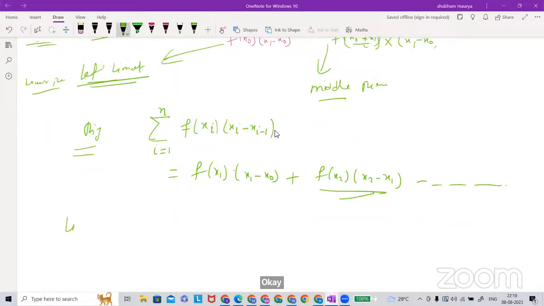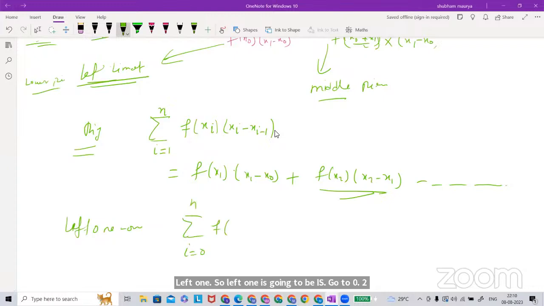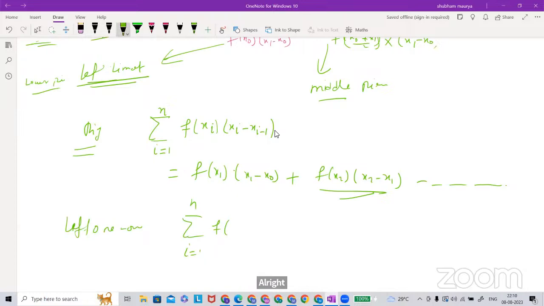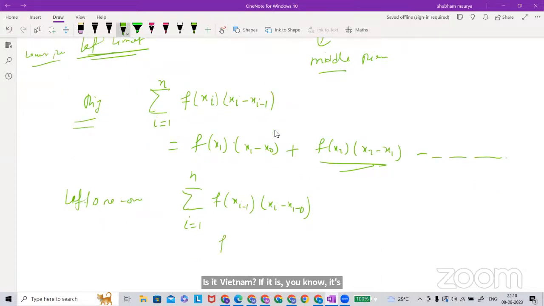Left one. The left one is going to be i equal to 0 to n of f. Why 0? Let's make it 1, if there is 1 we can. So we can write f of x of i minus 1 times x of i minus x of i minus 1. Is it better now? If it is 0, it creates a problem. Now if you check, this is f of x0 times x1 minus x0. Here it is i minus 1.